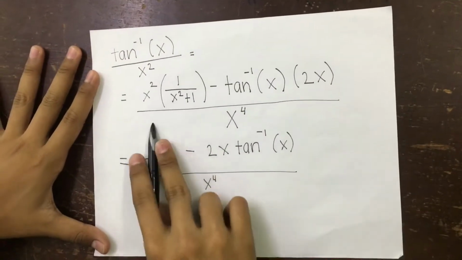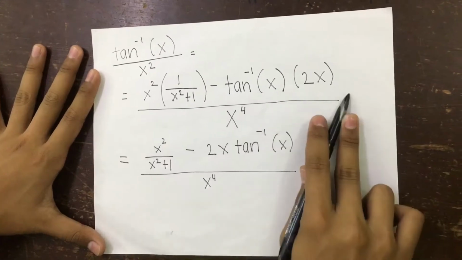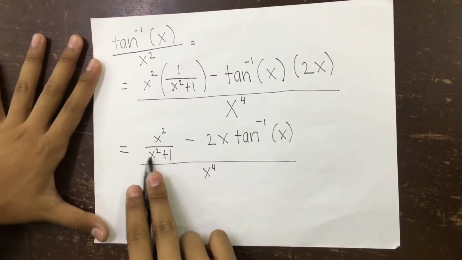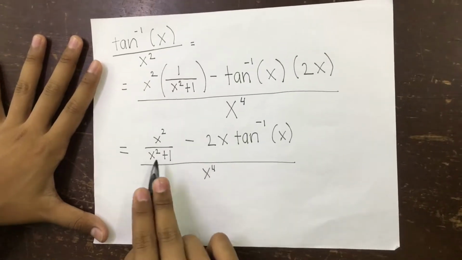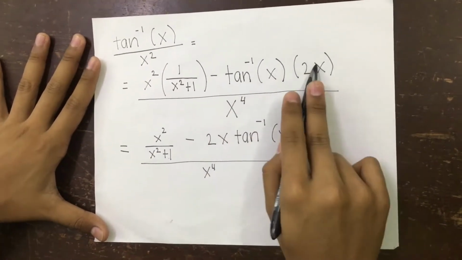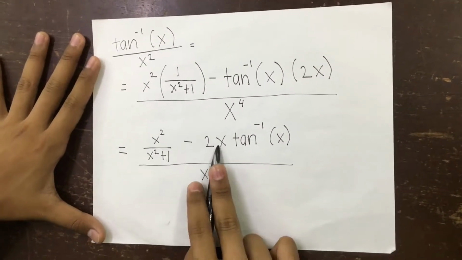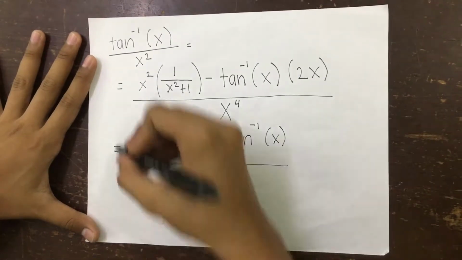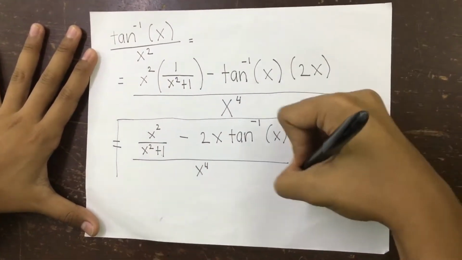So now we'll just simplify our answer. So x squared times 1 over x squared plus 1 is equal to x squared over x squared plus 1, minus inverse of tan x times 2x is just simply 2x times inverse of tan x, over x raised to 4. So this is your final answer.